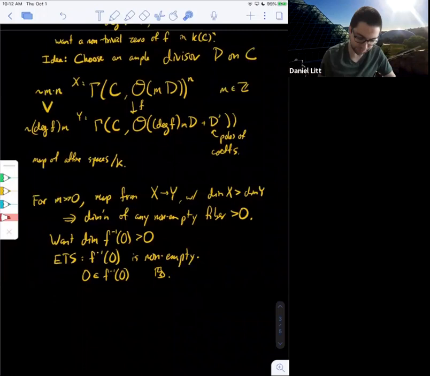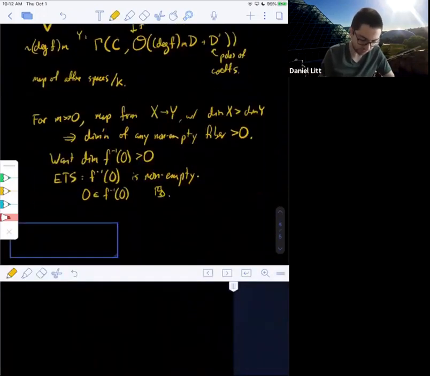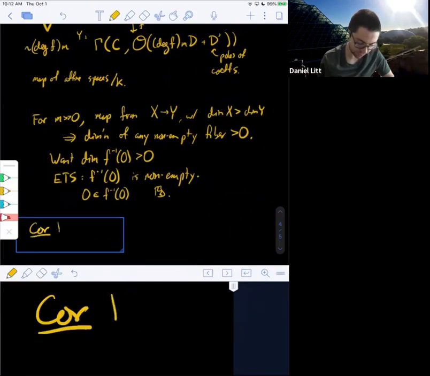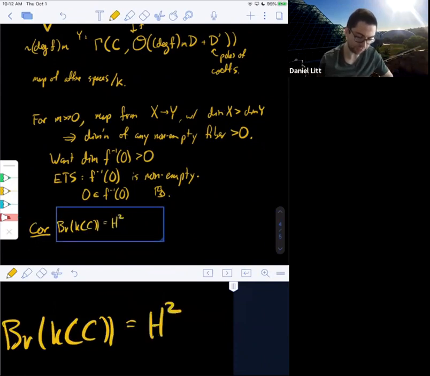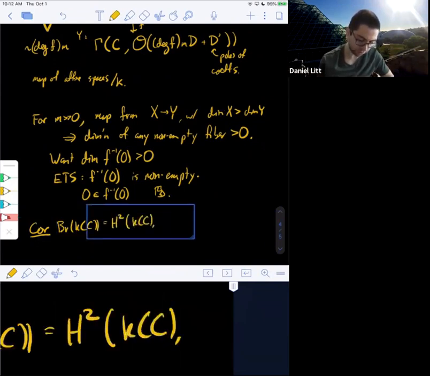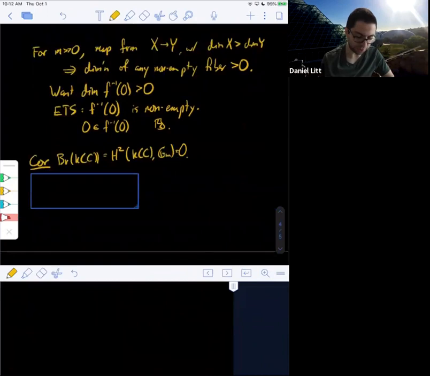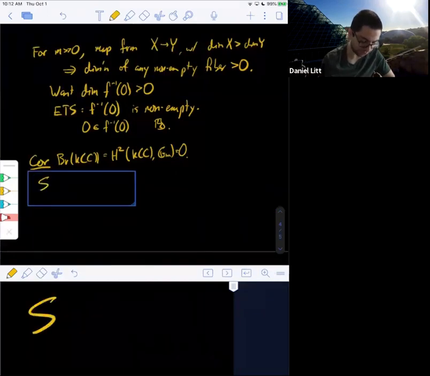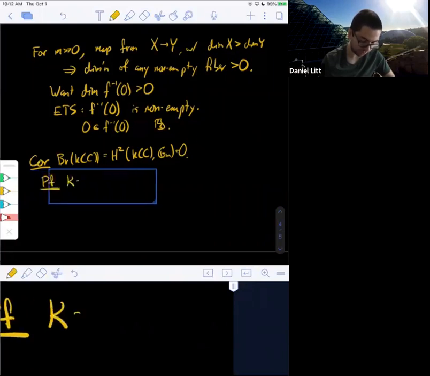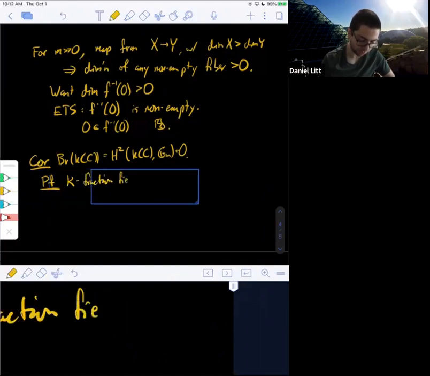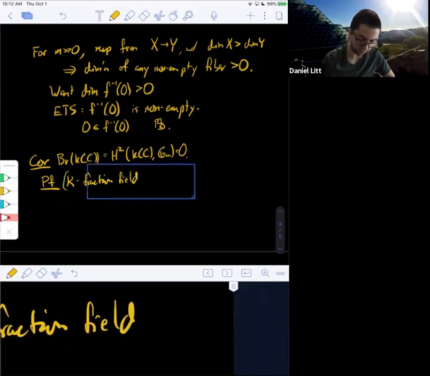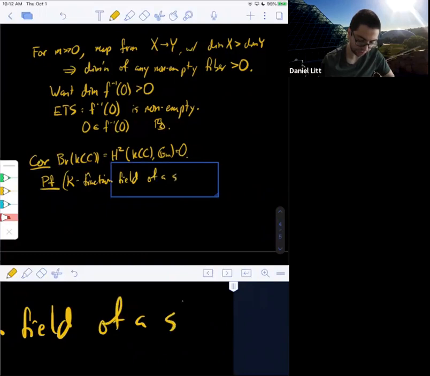Okay, so the corollary is that the Brauer group of K of C is trivial, and this is the same by this theorem of Serre that I quoted earlier. Okay, and then I'm going to say the same is true. So the proof for K, the fraction field, so let's say we have the fraction field of a strictly Henselian DVR.